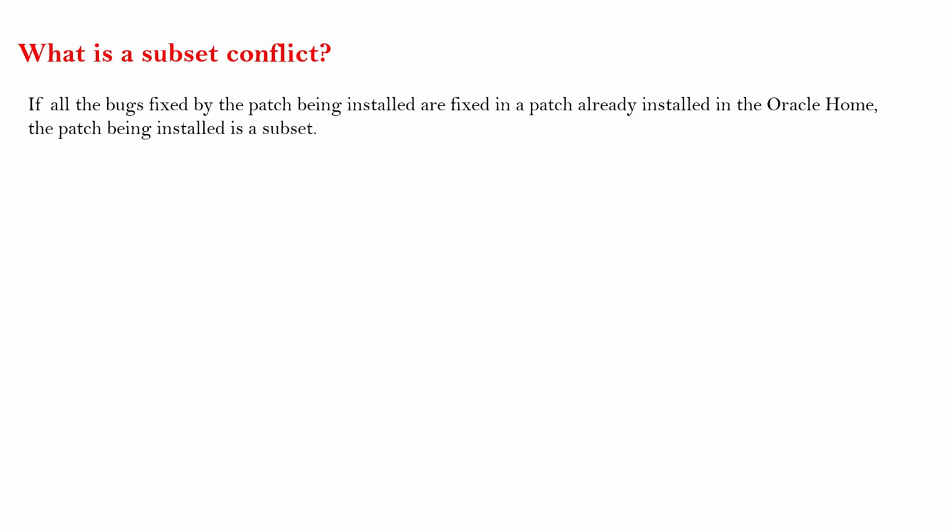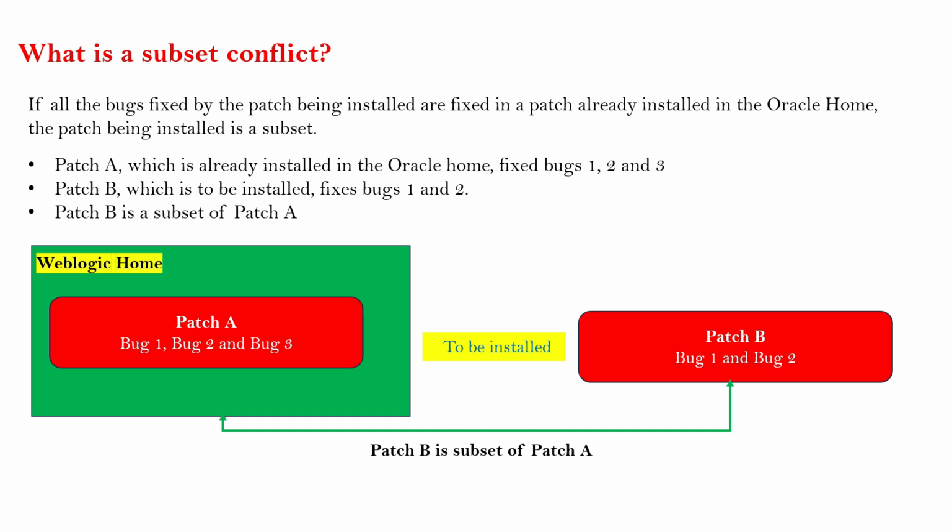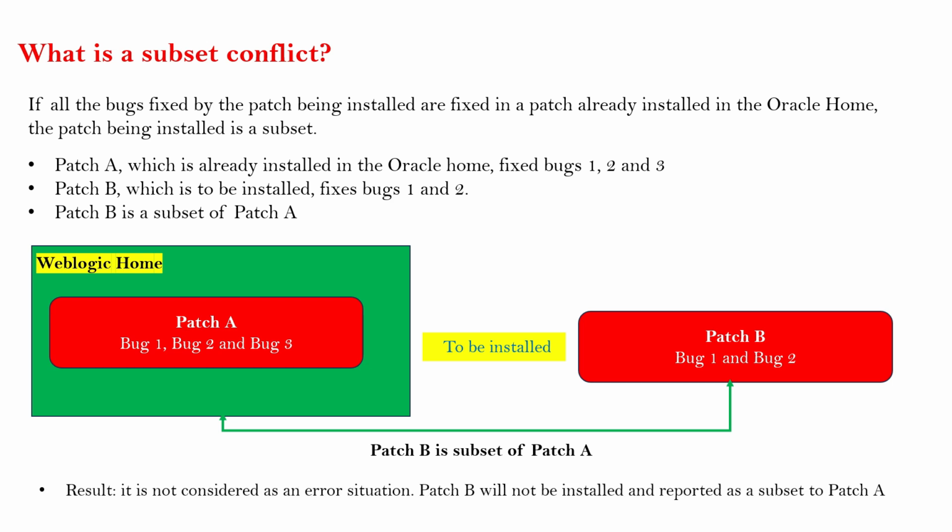Right. And apart from that, you will have a subset conflict. That means if all the bugs fixed by the patch being installed are fixed in a patch already installed in the Oracle Home, the patch being installed is a subset. So let me explain again. Patch A, which is already installed in the Oracle Home, fixes bugs 1, 2, and 3. And patch B, which is to be installed, is going to fix bugs 1 and 2. So now, because you already have bugs 1 and 2 fixed in your system by patch A, which includes one more bug fix, bug 3, this patch is not applicable for your system, which is the subset conflict.